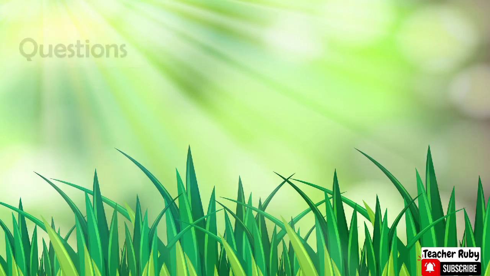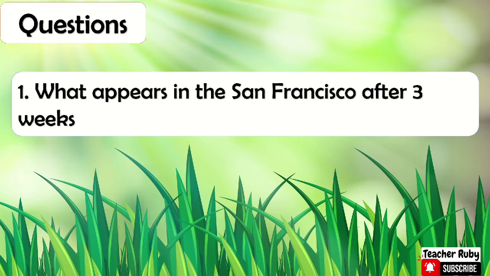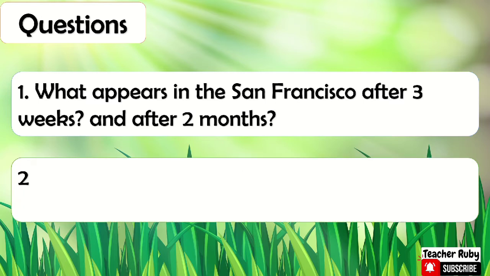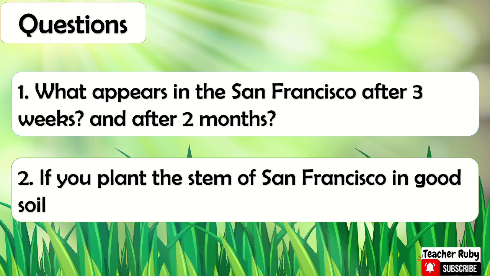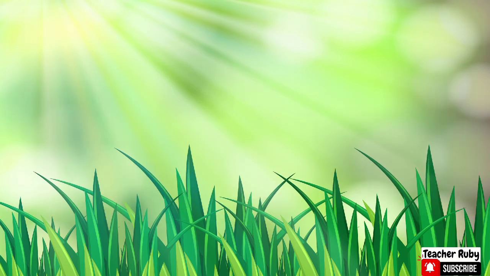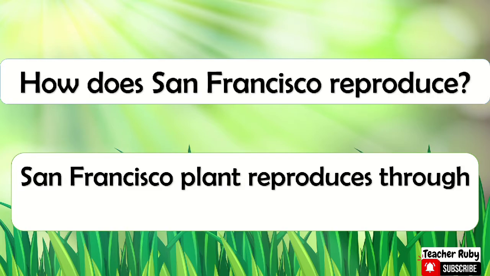Based on the video, what appears in the San Francisco after 3 weeks and after 2 months? If you plant the stem of San Francisco in good soil, what will happen? And how does San Francisco reproduce? San Francisco plant reproduces through stem cutting.